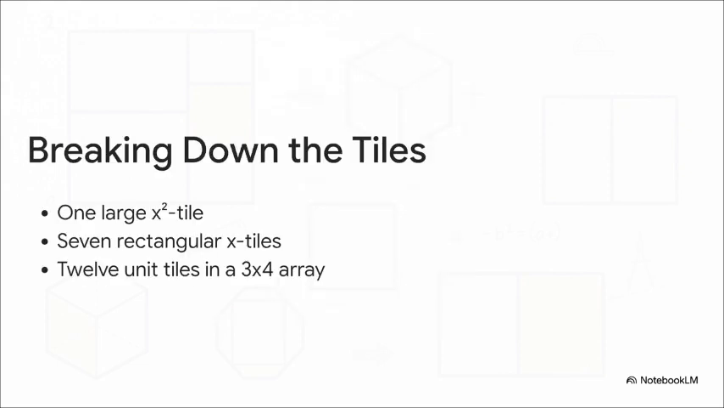So we break down the tiles for x squared plus 7x plus 12. Imagine dumping our pieces on the table. We've got 1 large x squared tile, 7 rectangular x tiles, and 12 small unit tiles. Our one and only job here is to arrange every single piece into one perfect solid rectangle. No gaps, no leftovers. And to make the corners line up perfectly, those 12 little unit tiles naturally have to lock into a 3x4 array.